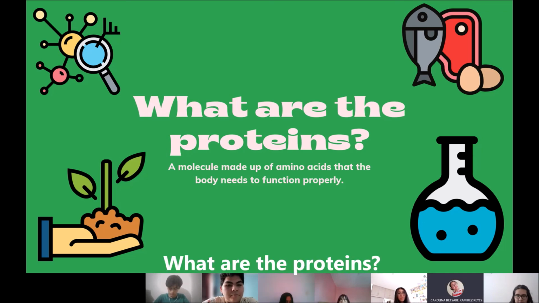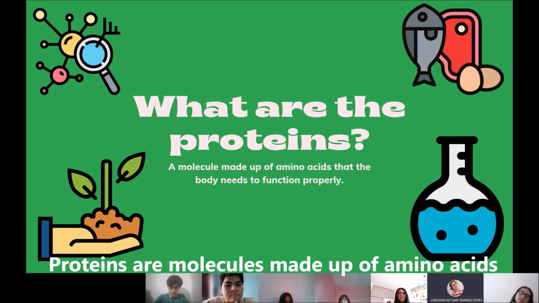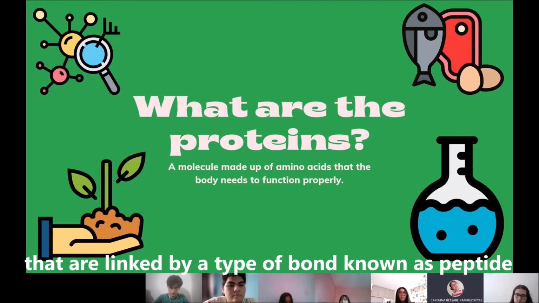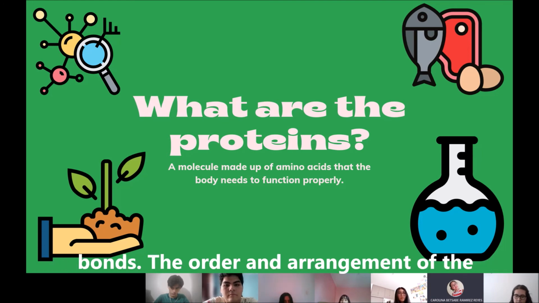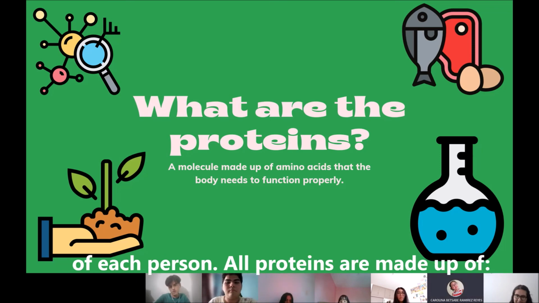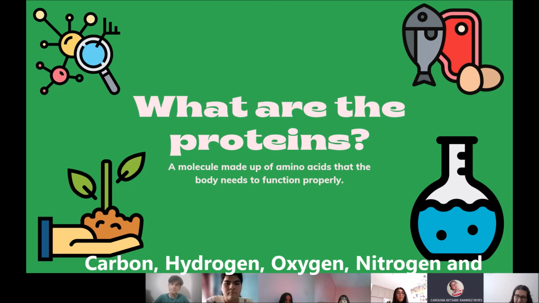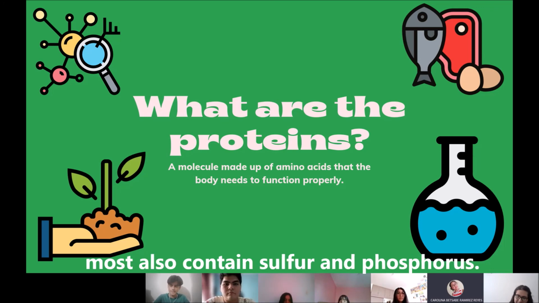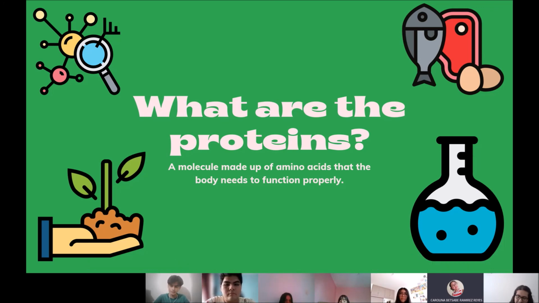What are the proteins? Proteins are molecules made of amino acids that are linked by a type of bond known as peptide bonds. The arrangement of the amino acids depends on the genetic code of each person. All proteins are made of carbon, hydrogen, oxygen, nitrogen, and most also contain sulfur and phosphorus.